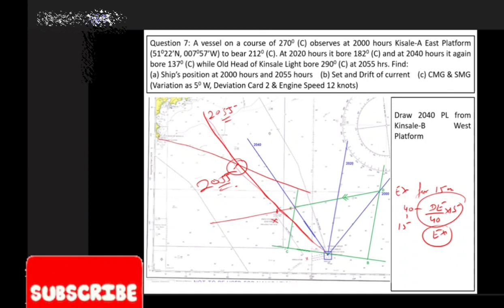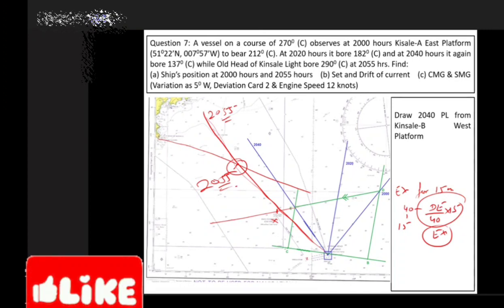Then we will transfer this CMG. Once you transfer the CMG, that becomes the actual track on which the ship has moved, right? That becomes the actual track on which the ship has moved. Is this clear, guys?